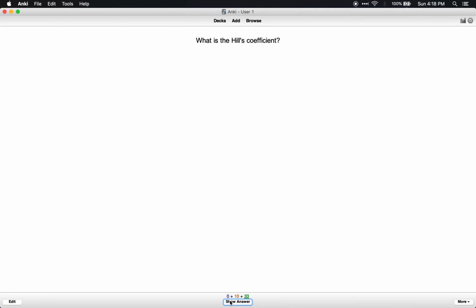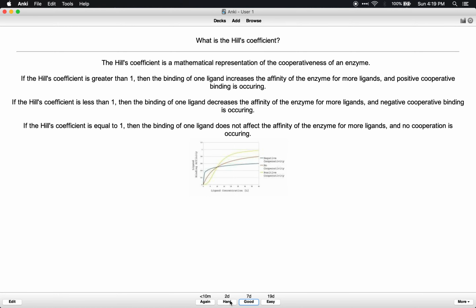Hill's coefficient. Hill's coefficient greater than 1, I forgot which one it was. Cooperative binding. A coefficient of 1 means no cooperation is occurring. Apo enzymes, I think these are enzymes without their cofactors present.